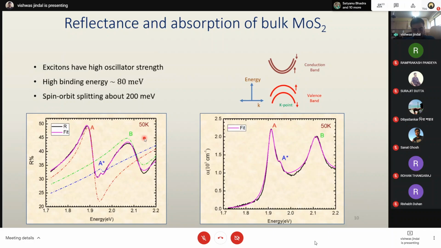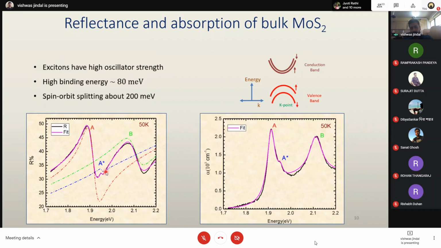And now, what is this A star? This is what we want to find: what is the origin of this A star? For that we go on to photo-reflectance. So now this is the photo-reflectance spot.